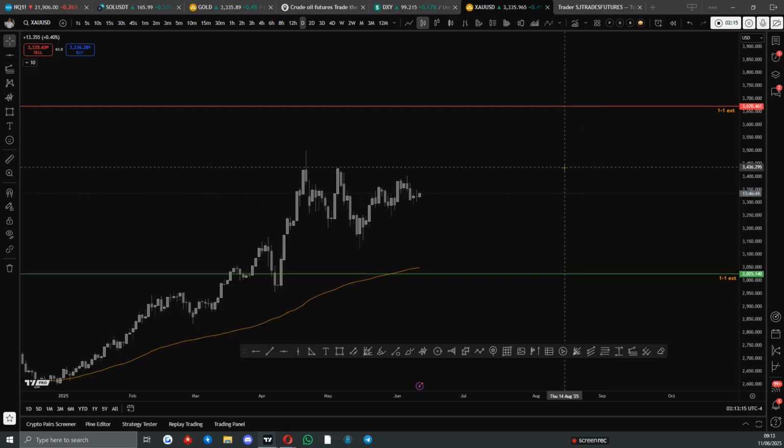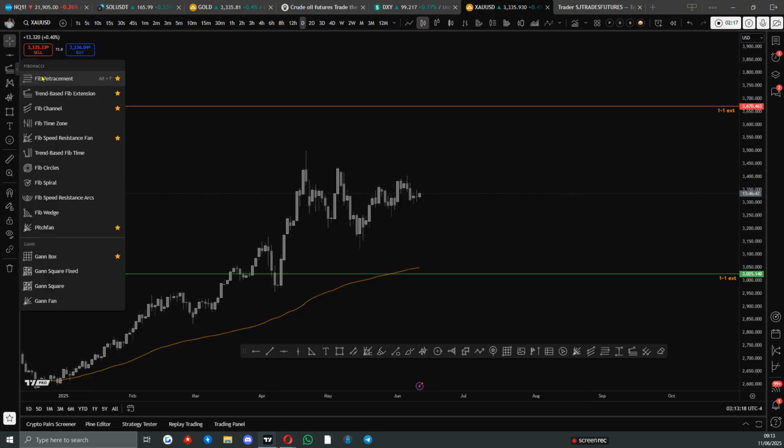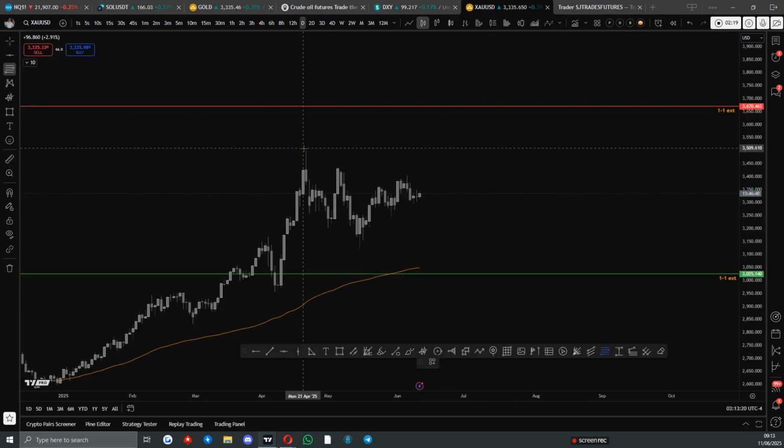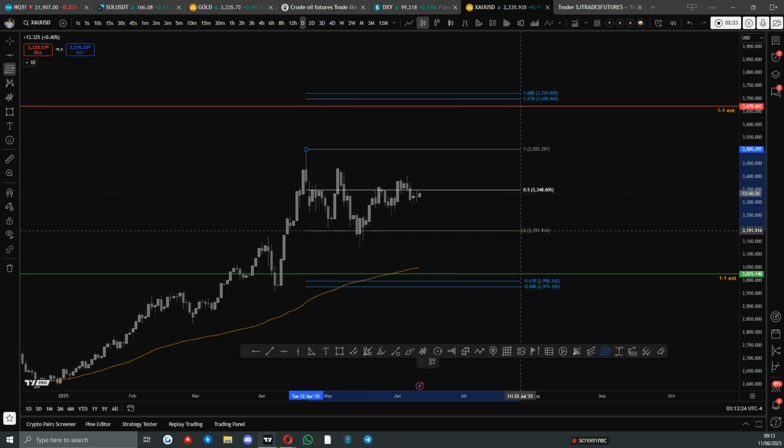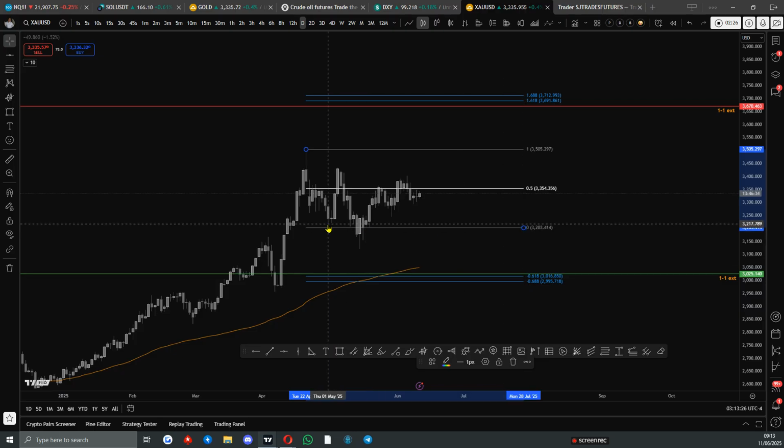Now, in addition to that, we are going to use the TR extension, and I'm going to take that from this high to this low, inside of this range. And you can see where we've been getting rejected off of this 0.5, which happened yesterday, and we're sitting below it today.